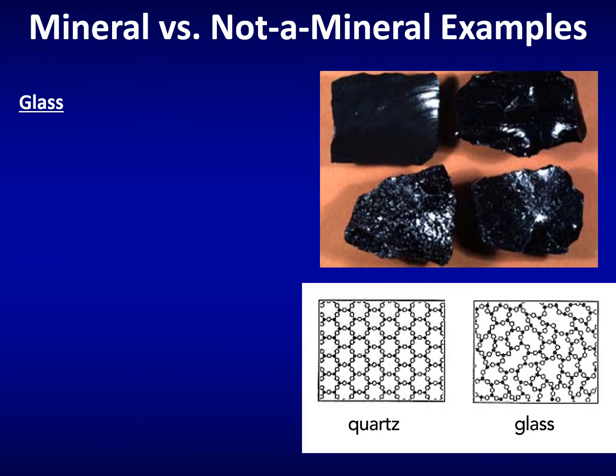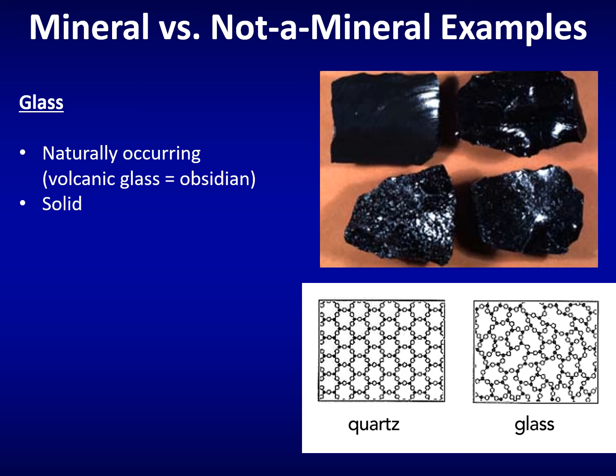Let's test our definition of a mineral with a few substances. First of all, glass. Is glass a mineral? Well, it occurs in nature. You're looking at a picture of obsidian there. Obsidian is volcanic glass, and it is solid.